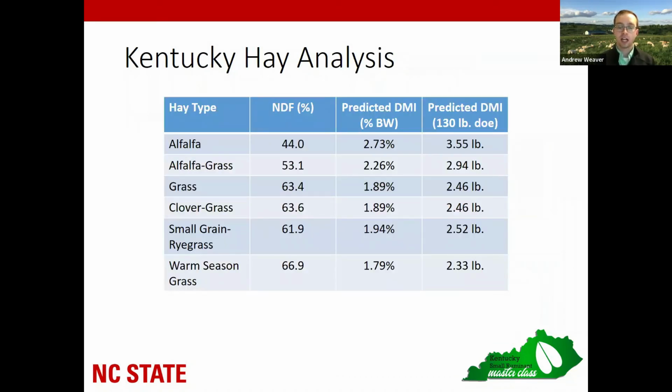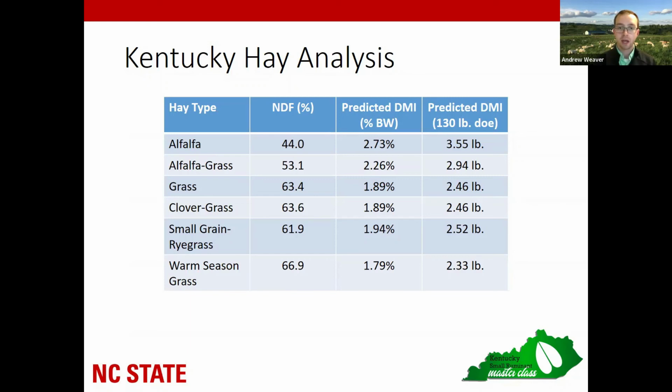So I took that equation and applied it to our various different types of hay from our Kentucky hay analysis. We have the same hays listed here, with those NDF values. And then here I provided our predicted dry matter intake as a percentage of body weight for each type of hay, and our predicted dry matter intake as a quantity for a 130-pound doe. So you can see for a hay like alfalfa that's relatively low in NDF, our predicted dry matter intake is 2.73% of body weight, which would come out to just over 3.5 pounds of intake per day.